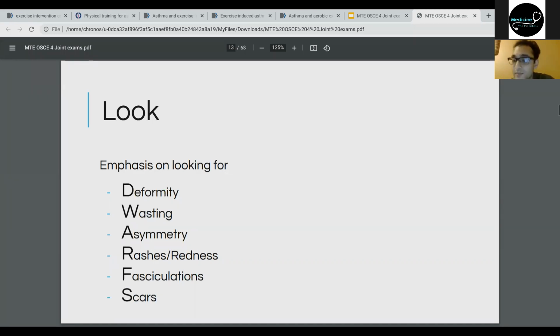Fasciculations, which tends to be more specific to neuromuscular conditions, and scars, which is going to tell you if this patient has experienced any trauma around that joint or any previous surgeries.